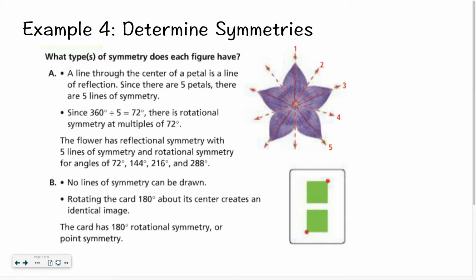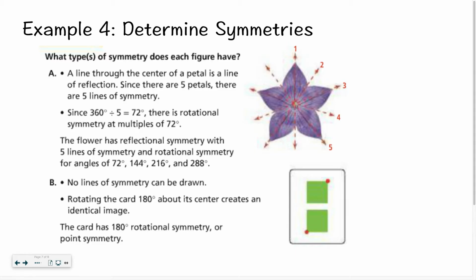So look for those lines that you can draw through the figure and end up with a perfect reflection. So in this case, we have a line through the center of a petal is a line of reflection. Since there's 5 petals, there are 5 lines of symmetry, okay? So that is our reflectional symmetry.